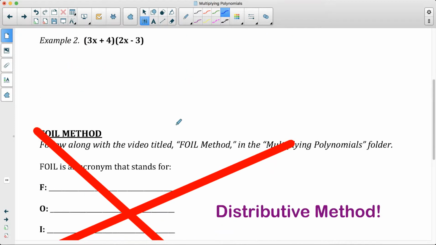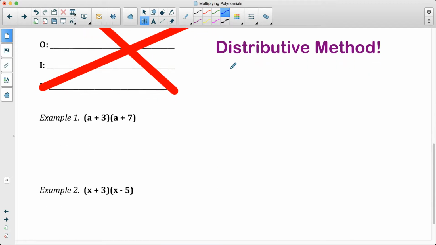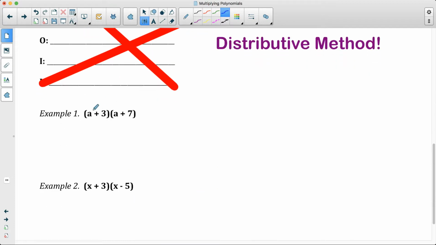All right, let's move on to the FOIL method, which we talked about and called the distributive method. So this is just where we take the first term in the first set of parentheses and we multiply it by each term in the second set. So we have a times a plus 7 times a. And then we take the second number in the first set of parentheses and multiply it by both terms in the second set. So 3 times a, and then 3 times 7.